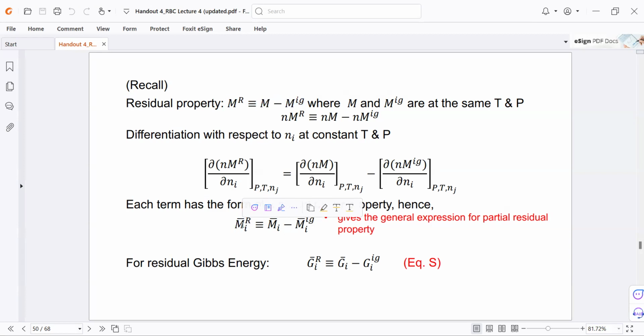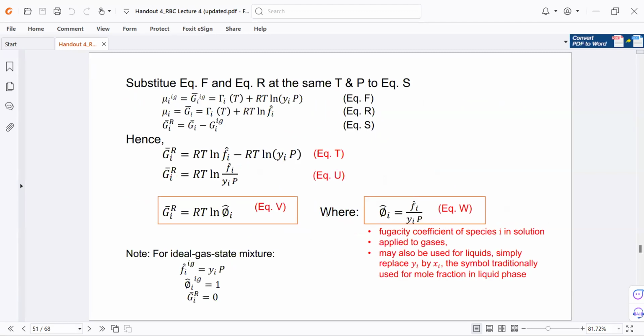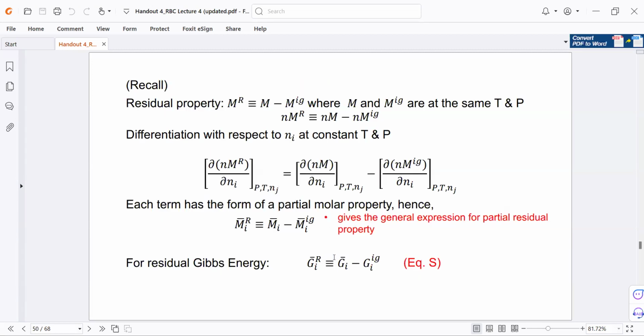And then, being more specific, we focus on the Gibbs free energy as the property. So this is the partial molar residual Gibbs free energy. That is this expression right here. By the way, the sign right here just means we defined it. So it's not an equal sign. We defined it this way.